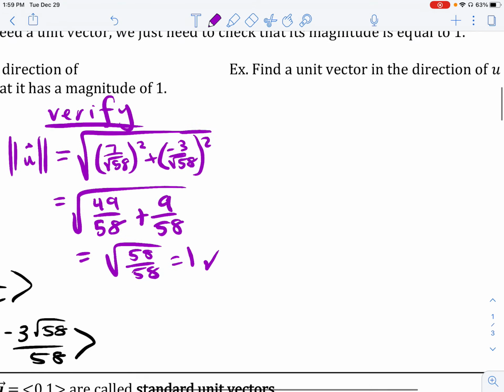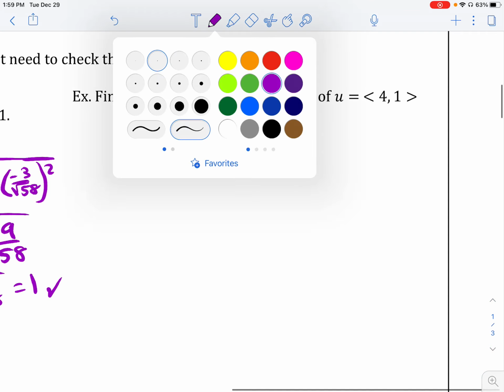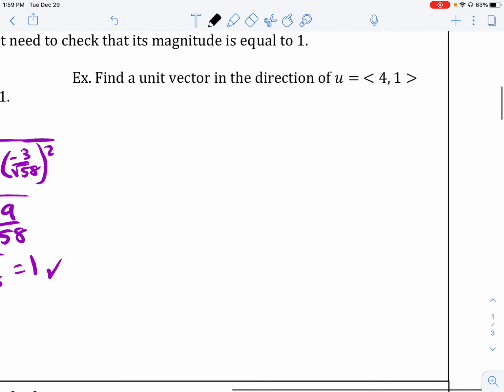So I would encourage you to pause the video and now try this next problem. Try this one on your own. See if you can find a unit vector that's going in the same direction as <4, 1>.